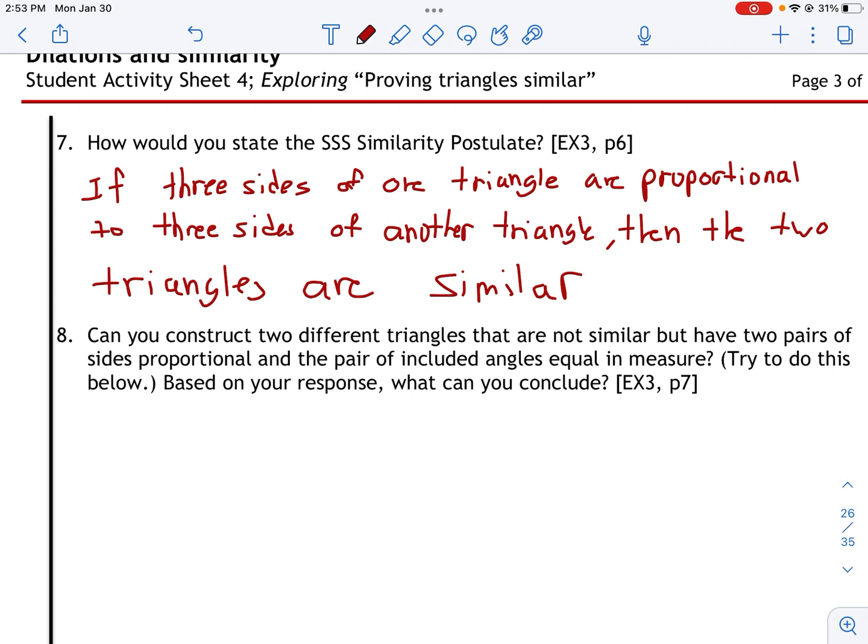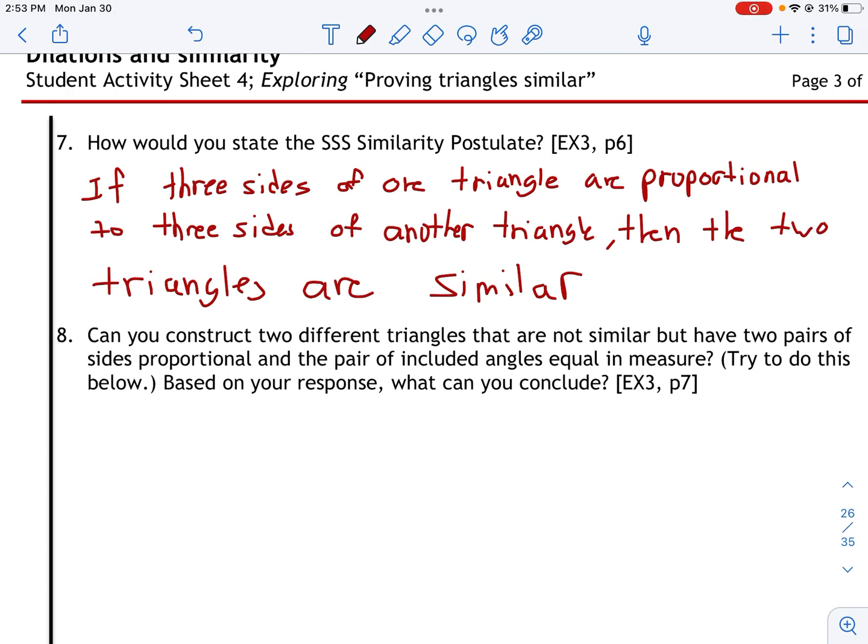We kind of just went through this. I just showed that same exact thing to you on the triangles above, the 2, 4, 5 and the 4, 8, 10. I showed that all the sides are proportional with a scale factor of 2. So therefore, the left triangle and the right triangle are similar, or proportional.